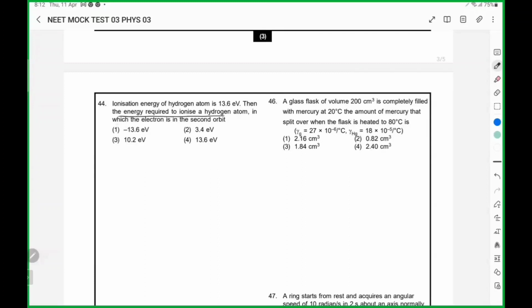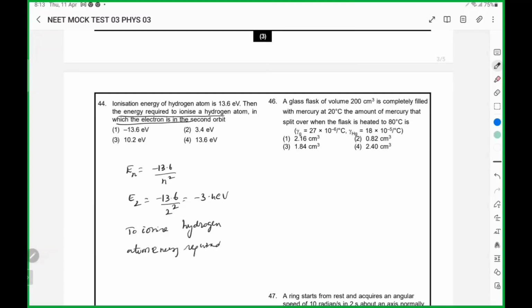Here, energy required to ionize. So the energy of an electron in the nth orbit is minus 13.6 by n squared. So the energy of the electron in the second orbit is minus 3.4 electron volts. To ionize the hydrogen atom, the energy required is plus 3.4 electron volts.